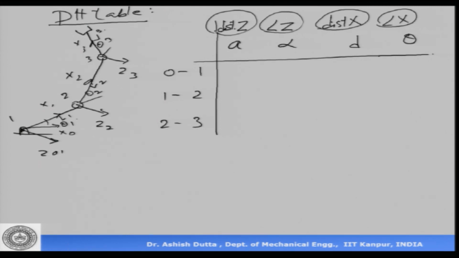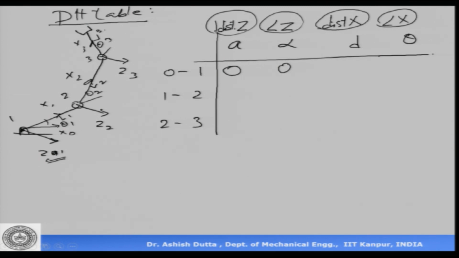So, in the first case, what is the parameter A? It is the distance between the z axis. Now, z0 and z1 are the same axis, so there is no distance between them, so it is 0. Next is the angle between the z axis. Again, z0 and z1 are the same axis, so there is no angle between them, so it is 0.